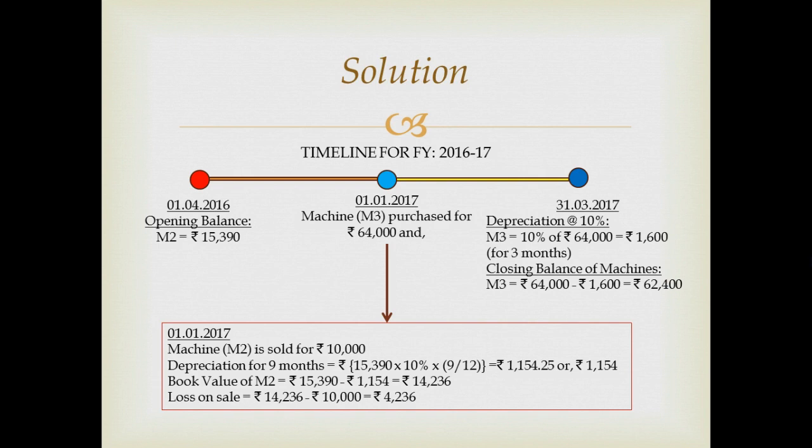On 31st March 2017, we have to charge depreciation for the machine M3 which has been purchased on 1st of January 2017, and this depreciation shall be charged for 3 months. So M3 is equal to 10% of rupees 64,000 for 3 months, which is rupees 1600, resulting in a closing balance of this machine M3 as rupees 64,000 minus 1600, which is rupees 62,400.